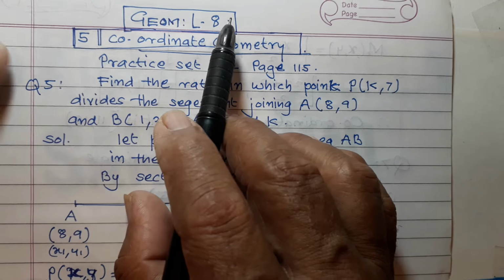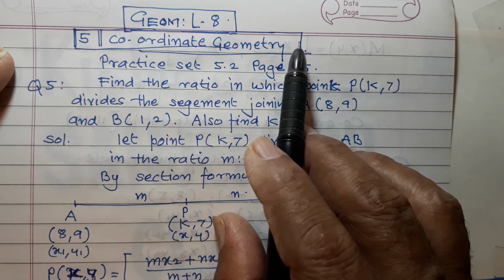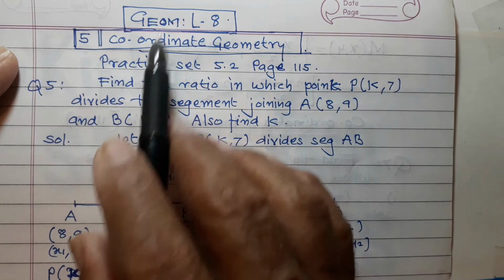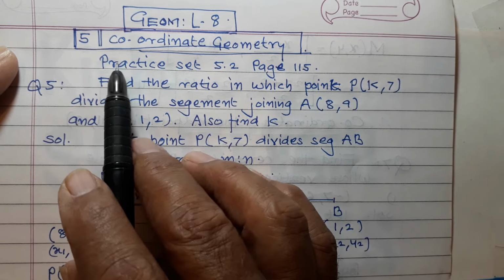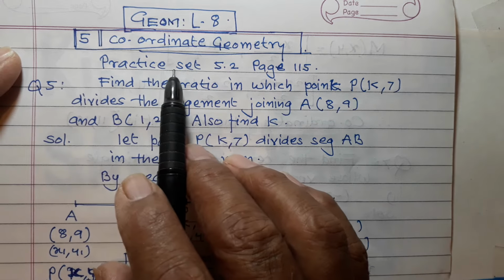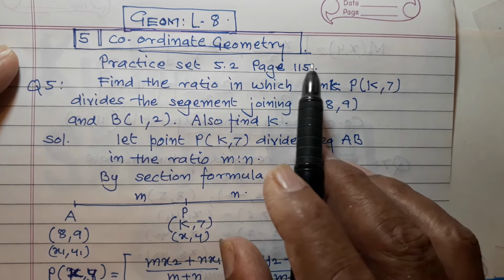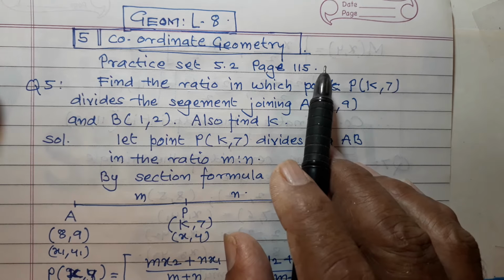Geometry, lecture number 8, chapter number 5, coordinate geometry. In this lecture, I am going to explain some examples from practice set 5.2, page number 115.